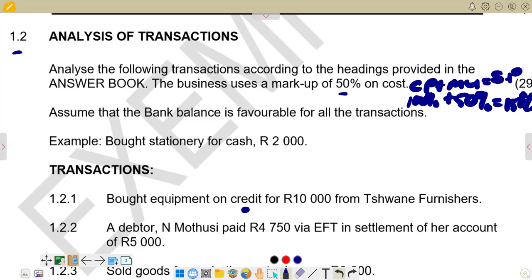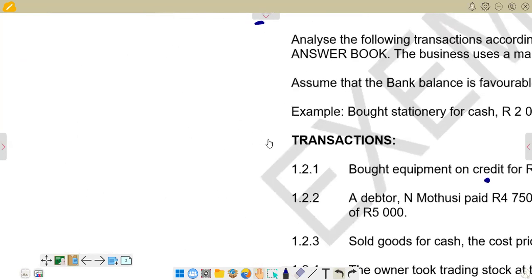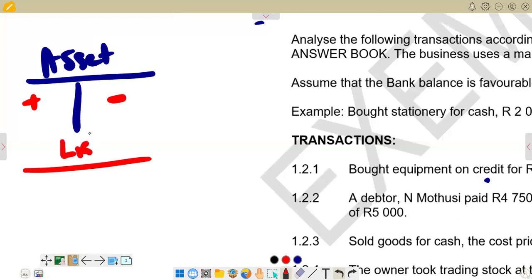Whenever we debit our assets, we are supposed to show it as a positive. So basically, on our double entry we have to take note that whenever we are debiting an asset account, be it a non-current or a current asset account, we are supposed to show it as a positive. When we credit an asset account, we subtract. The opposite is true when we are now on liabilities.